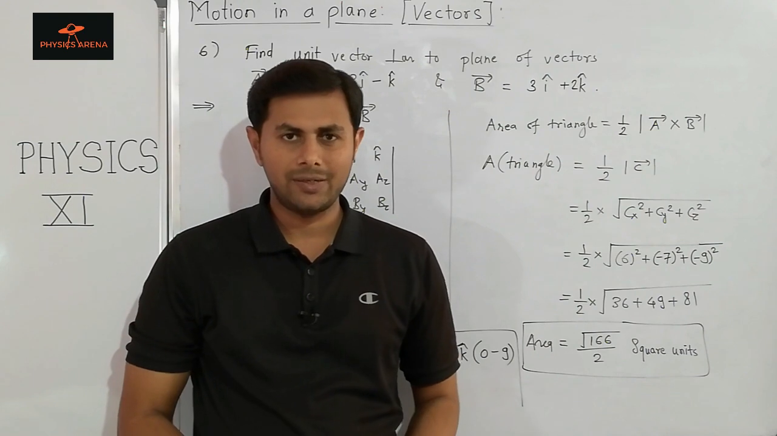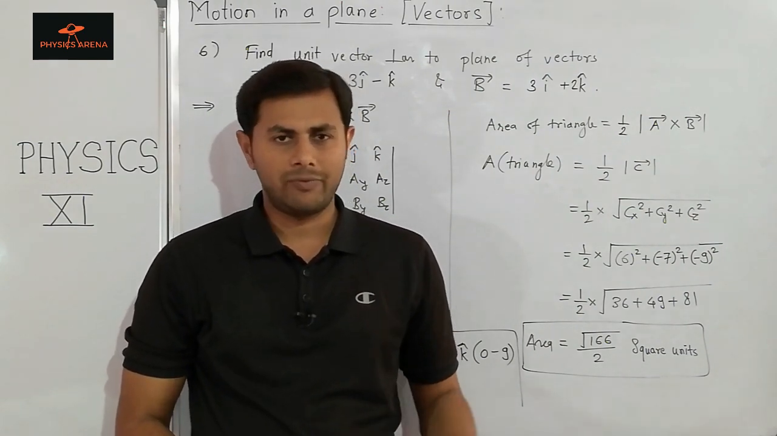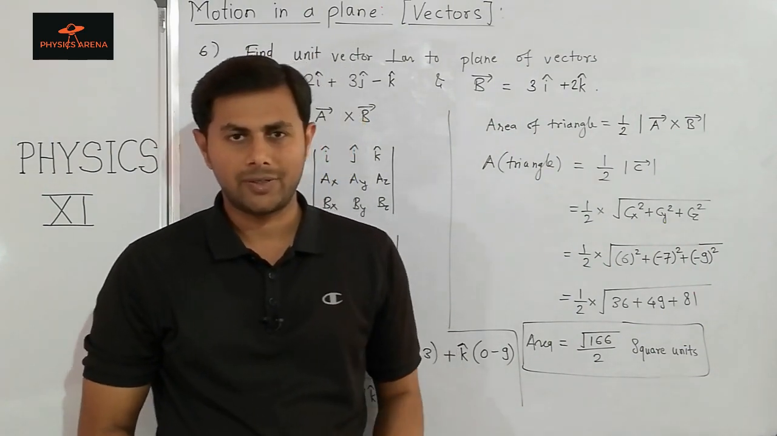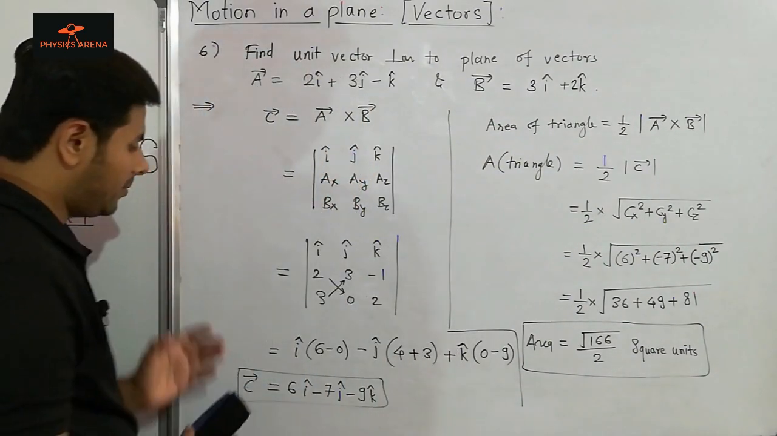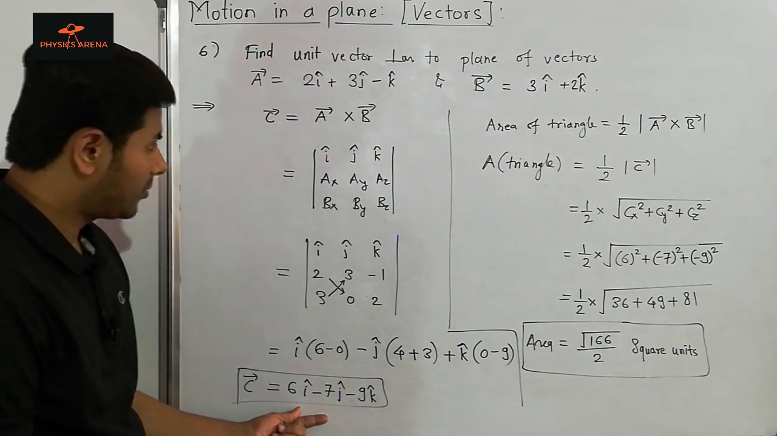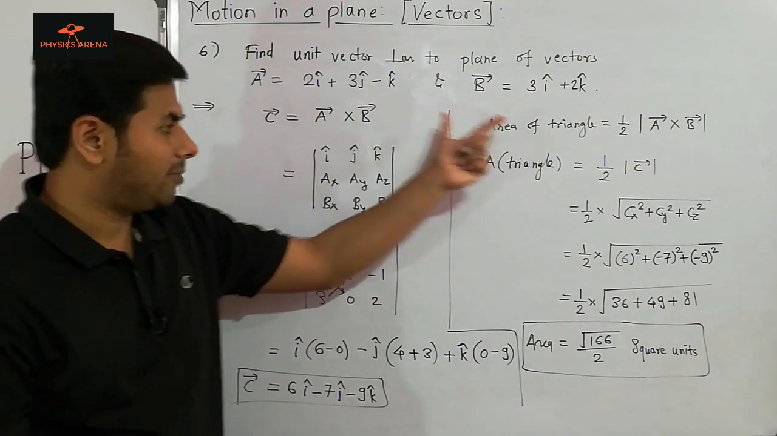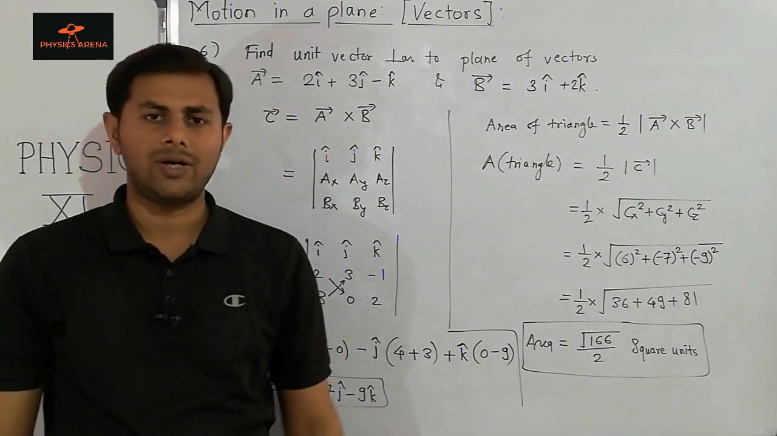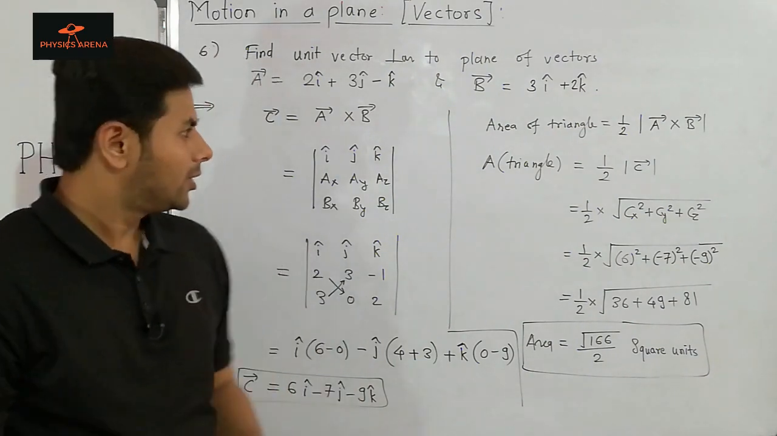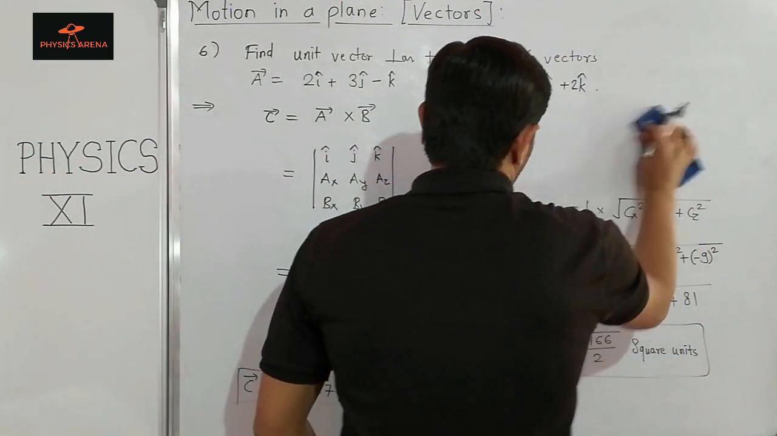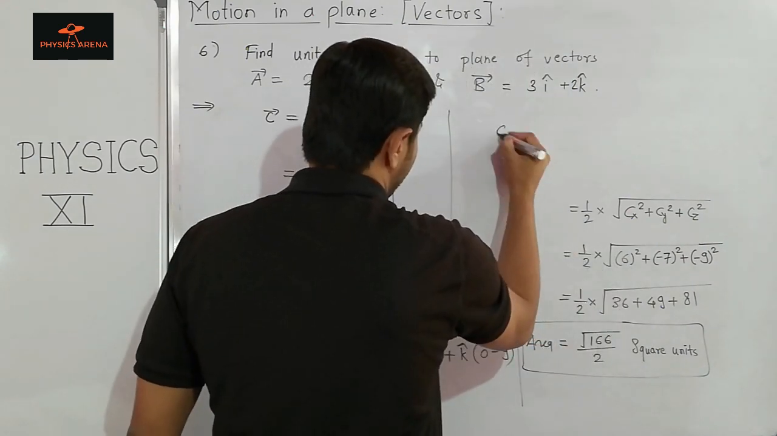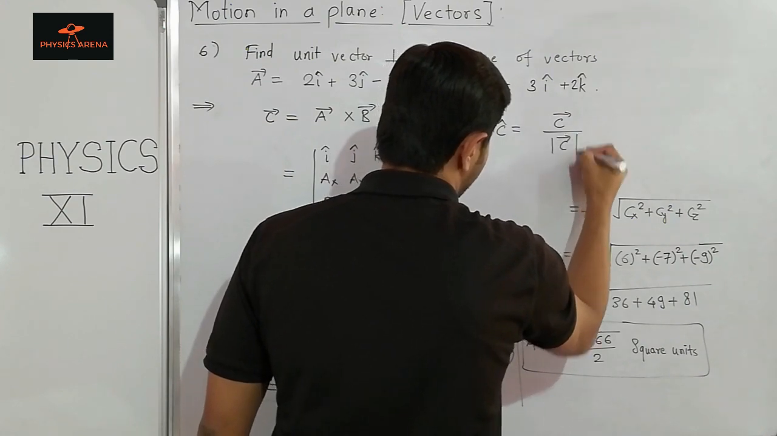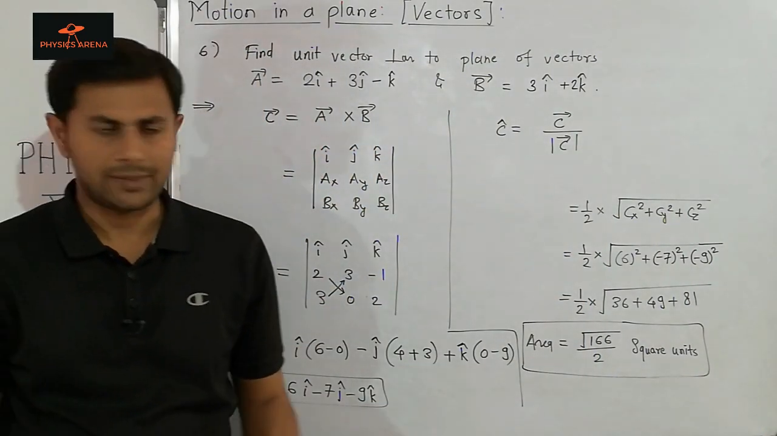Recall from last lecture that a vector perpendicular to plane of two vectors is given by cross product of two vectors, which we have already found. So this is a vector perpendicular to plane of a bar and b bar. Then the question is to find unit vector. Now recall, how do we find unit vectors? I can have unit vector c cap equal to c bar divided by magnitude of c bar. This is how we find unit vectors.